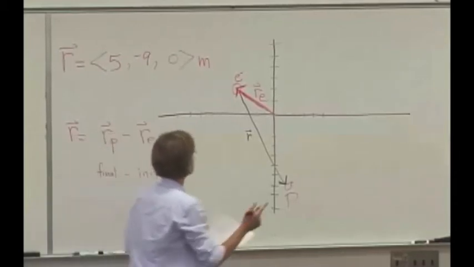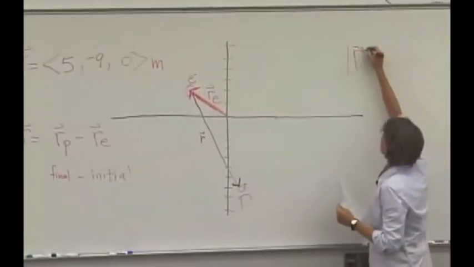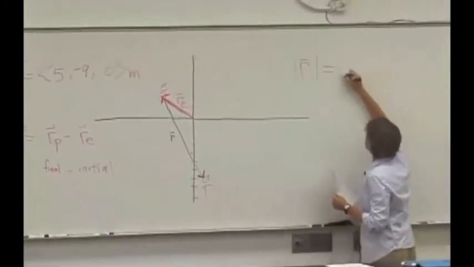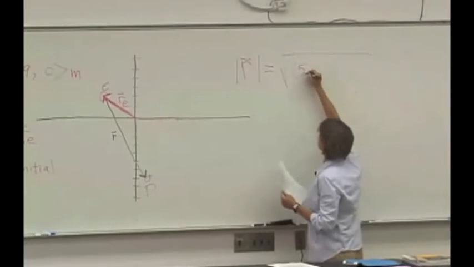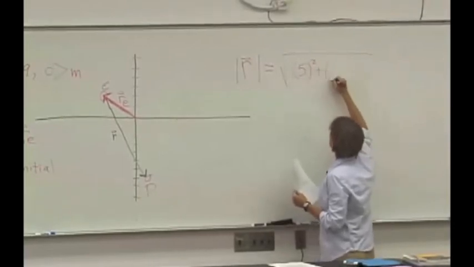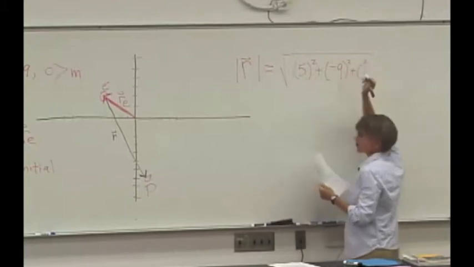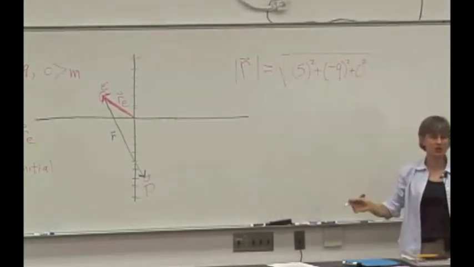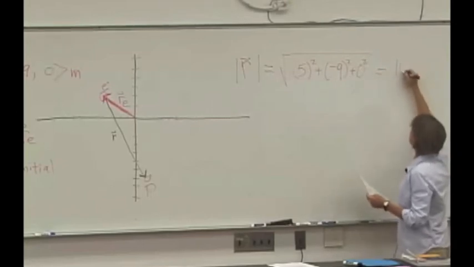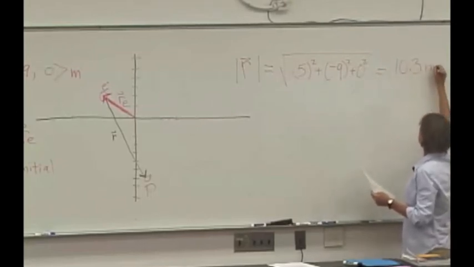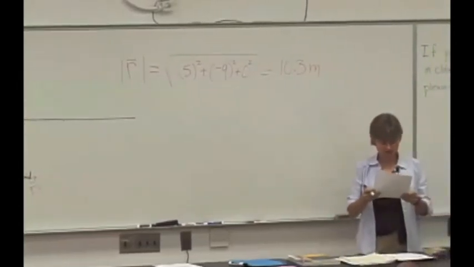What is the magnitude of r? Well, that's what you needed your calculator for. The magnitude of r was, of course, the square root of 5 squared plus a negative 9 squared plus a 0 squared. In this case, you might or might not have written the 0. That's OK. And that comes out to 10.3 meters. And you do need units on this. It does need to have a meters on it.